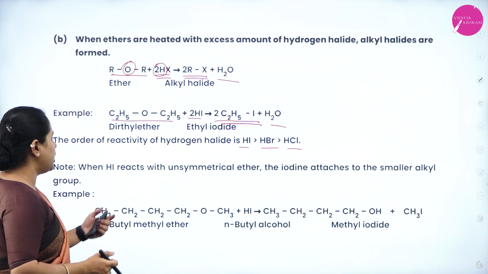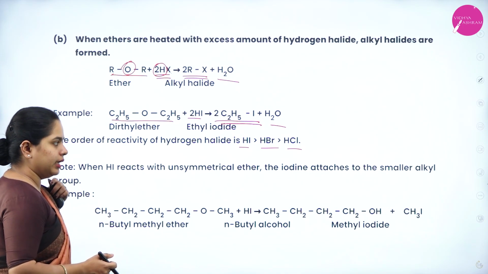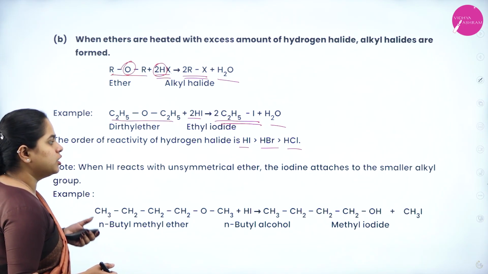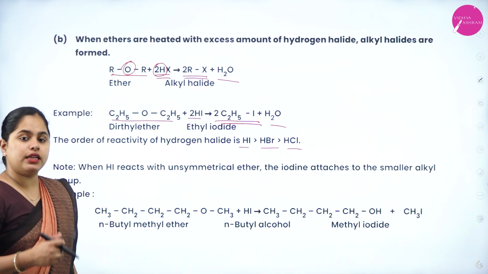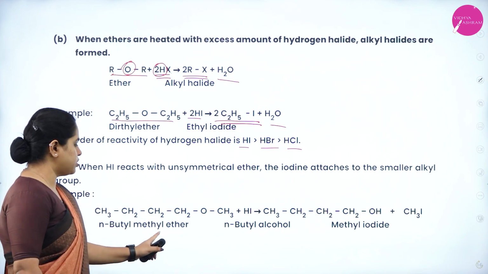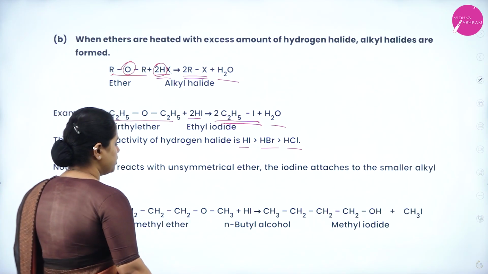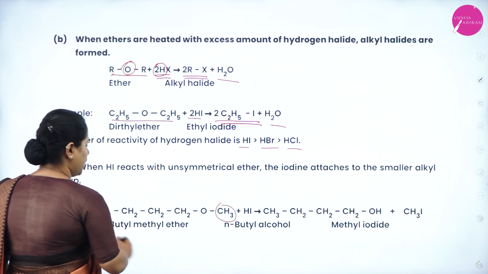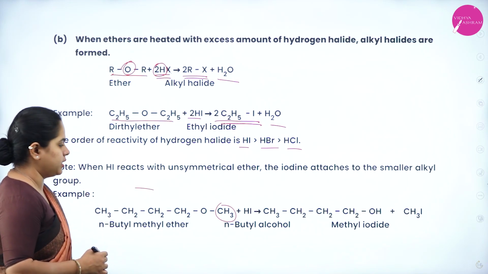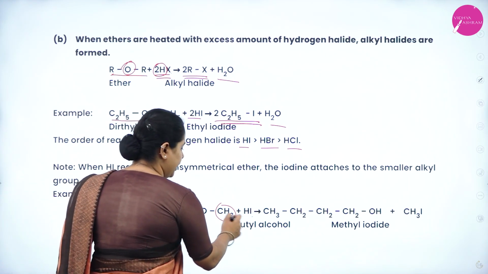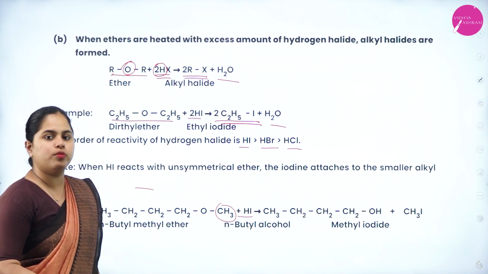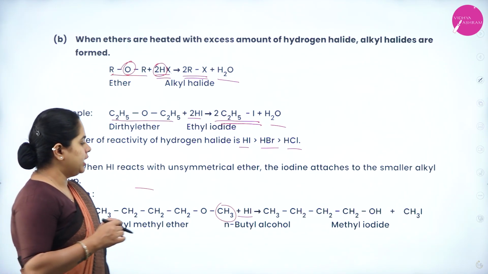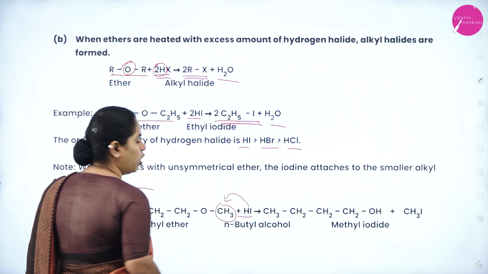Now when hydrogen iodide reacts with an unsymmetrical ether, the iodine attaches to the smaller alkyl group. So what does that mean? We are having an unsymmetrical ether here, CH3, CH2, CH2, CH2, O, CH3. So you have methyl here and 4 carbon atoms, meaning butyl, on the other side. So hydrogen iodide is taken. To which alkyl group will the iodine get attached? It will be towards the smaller alkyl group.